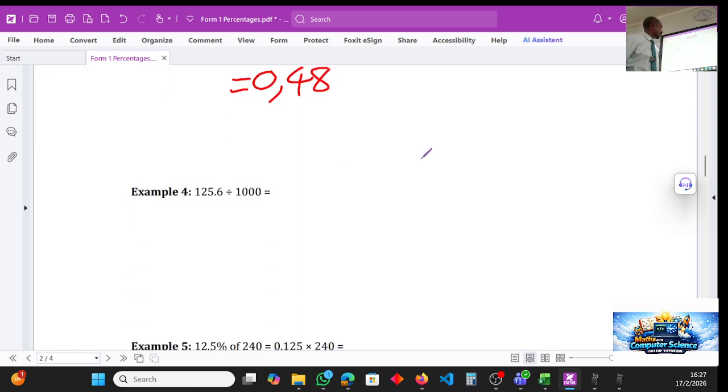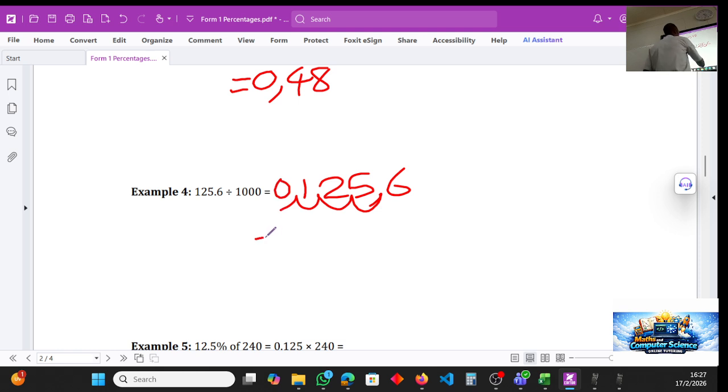Moving to the fourth example, I've got 125.6. I'm dividing by 1,000, which is made up of 3 zeros. So what it implies is my comma must move from here 1, 2, 3. Then I place it here, but there's nothing before it. There will be a 0. So in essence, the result will be 0.1256.